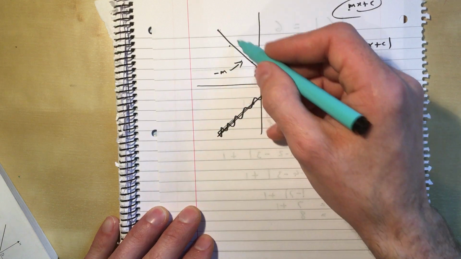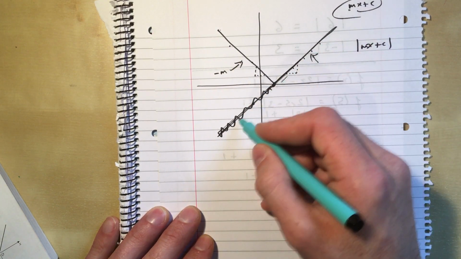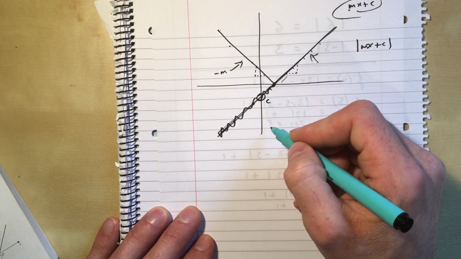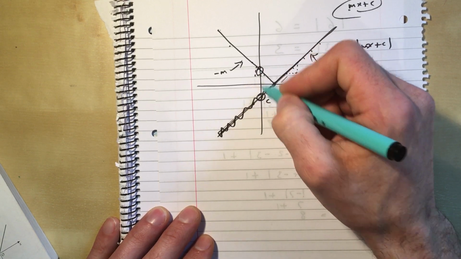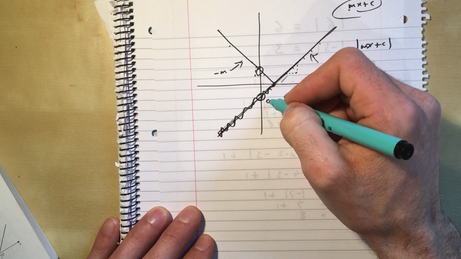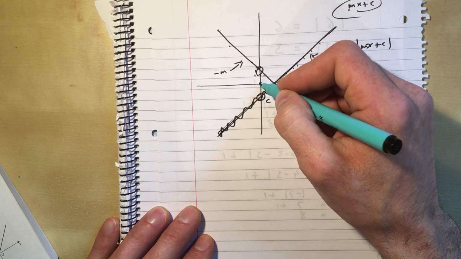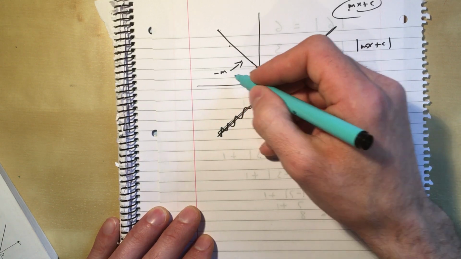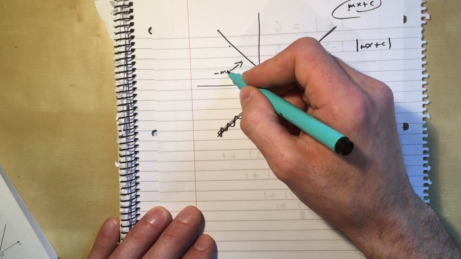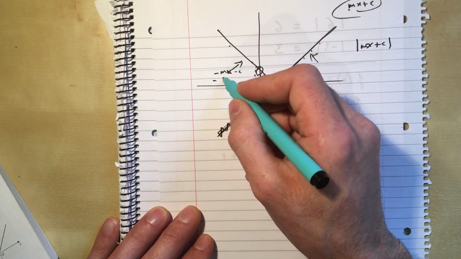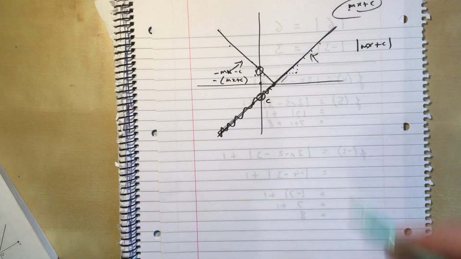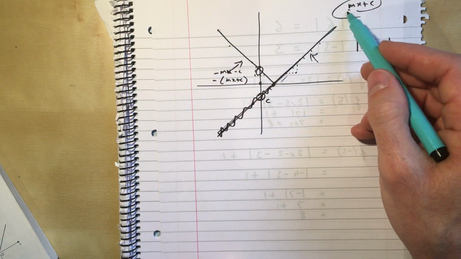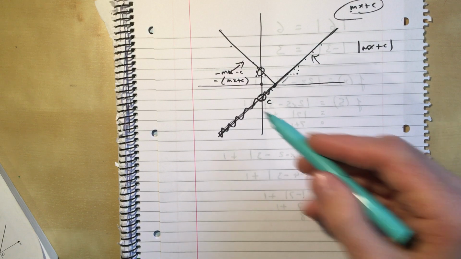Where does this one hit the y-axis? Well, this one here hit the y-axis down here at c, and I've taken c and reflected it up here, so that value there is the same distance away from 0 as c was, isn't it? So it's -c, so -mx minus c. In other words, it's minus mx plus c. The equation of this line is the equation of that line with minus signs in front of everything, okay?